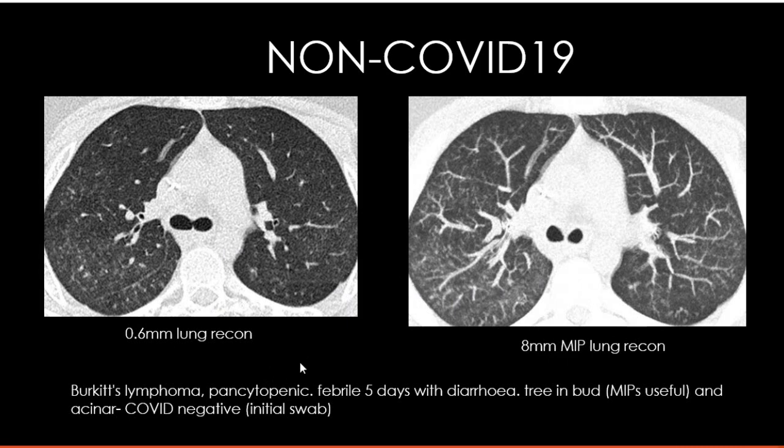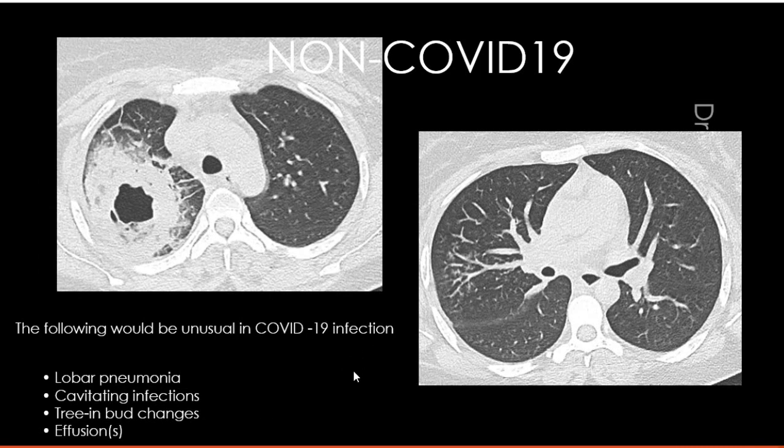These are cases of Burkitt's lymphoma, pancytopenic, febrile for 5 days with diarrhea, tree-in-bud; MIPs useful, and acinar, COVID negative. This is where we do the initial swab, non-COVID-19. The following would be unusual in non-COVID-19 infection: lobar pneumonia, cavitating infections, tree-in-bud changes, and effusion. These are unusual findings in COVID-19 infections, which may direct us to classification of non-COVID-19.